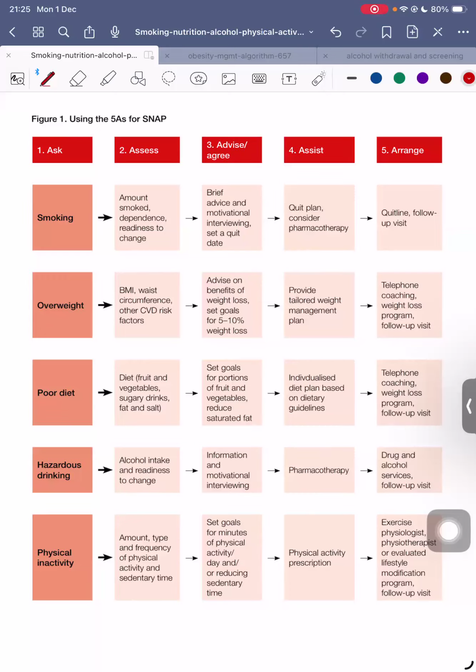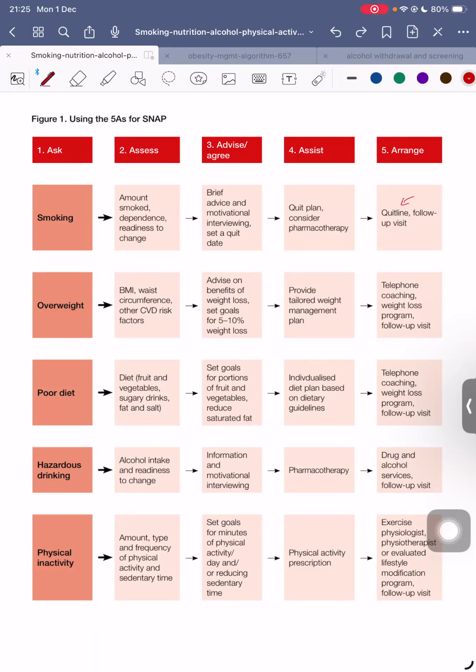Okay, then the assist: quit plan, consider pharmacotherapy, and arrange the Quitline and a follow-up visit. I'll explain about this. The Quitline is a telephone service in Australia. I'll explain it once we get to smoking cessation.